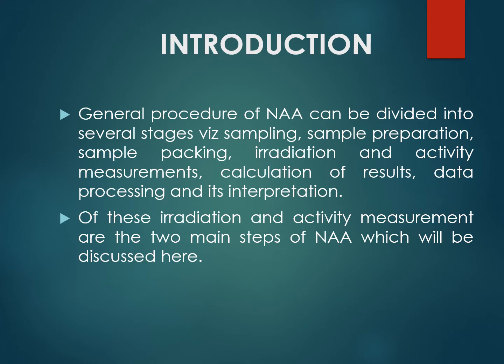So of all these sampling, interpretation, conclusion and making of results, the irradiation and the activity measurements are the two main steps of neutron activation analysis, which will be discussed here. And those two main steps are mainly involved in the classification of neutron activation analysis. So these two steps, the irradiation and activity measurement of the sample, are mainly involved in neutron activation analysis.